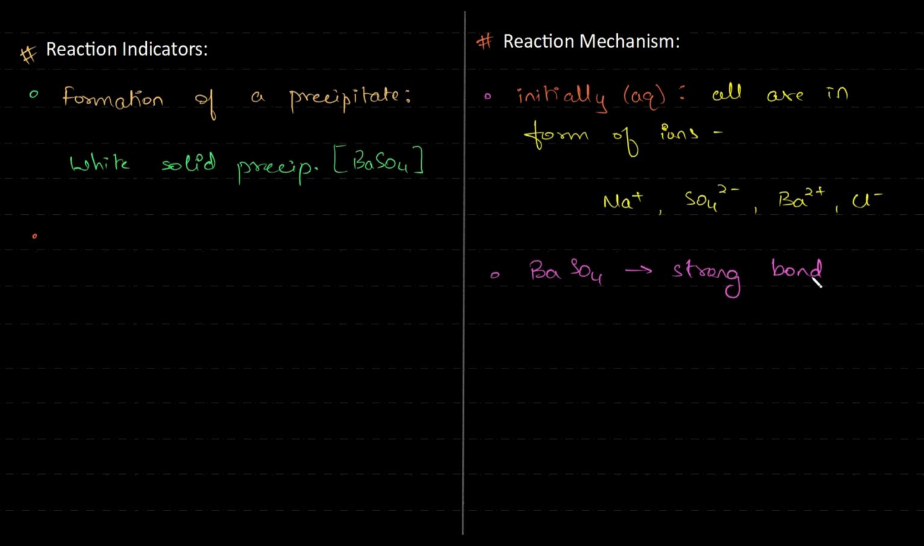While your sodium chloride dissolves well in water, so even after the reaction, the sodium ion and the chloride ion essentially remain floating around. While this has a strong bond, while NaCl does not have, so this forms and they settle and they precipitate. And we see no further reaction, as simple as that.